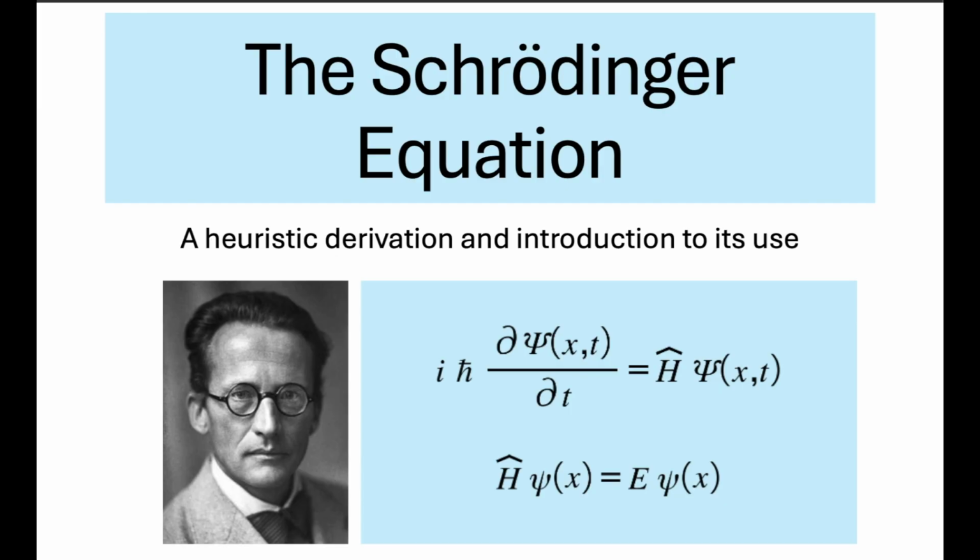In this video, we're going to explore the Schrödinger equation. We're going to do a heuristic derivation. This will show us where the equation comes from, but it also will introduce us to its use. As we'll see, good old Erwin, he developed two forms of his equation, a time-dependent and a time-independent form.